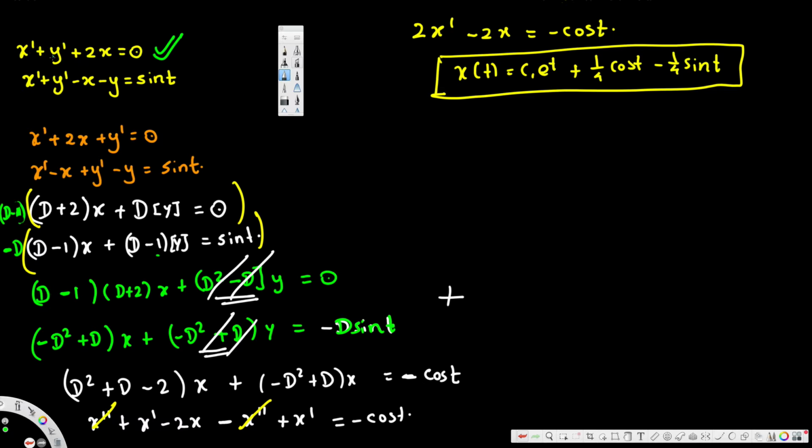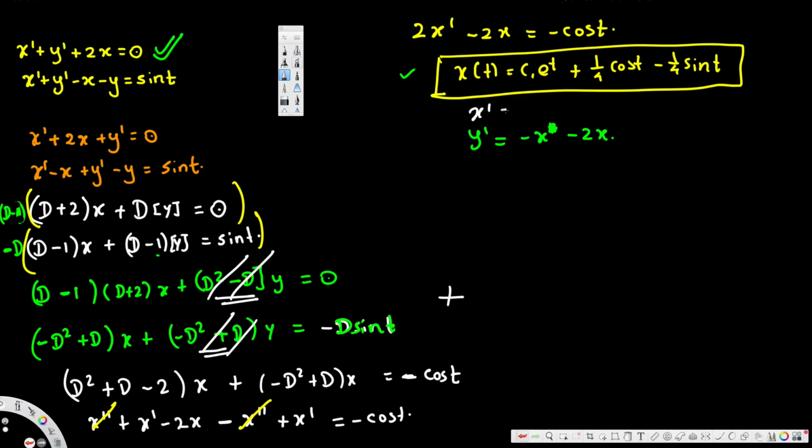We solved for x, now we just want to rearrange in terms of y. So we can rearrange this one like y prime is equal to negative x prime minus 2x. Here, negative x prime minus 2x. Now we have to find out x prime. We have x. To find out x prime, we have to take the derivative of this one.